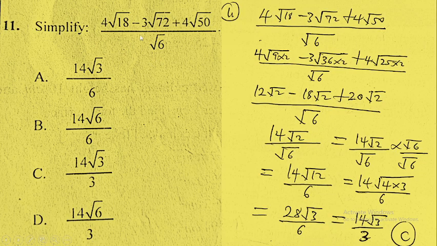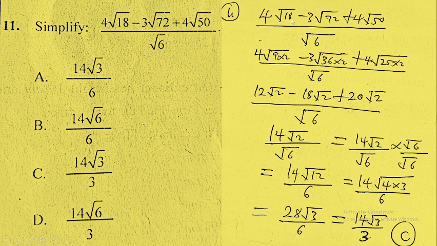Question number 11 is on surd, and we have to simplify this surd: 4 surd 18 minus 3 surd 72 plus 4 surd 50 over surd 6. So you have to simplify it to the simplest form. And if you look at the surds given to us, surd 18 is not yet simplified, surd 72 is not simplified, surd 50 also is not yet simplified. So that means you can simplify them further.